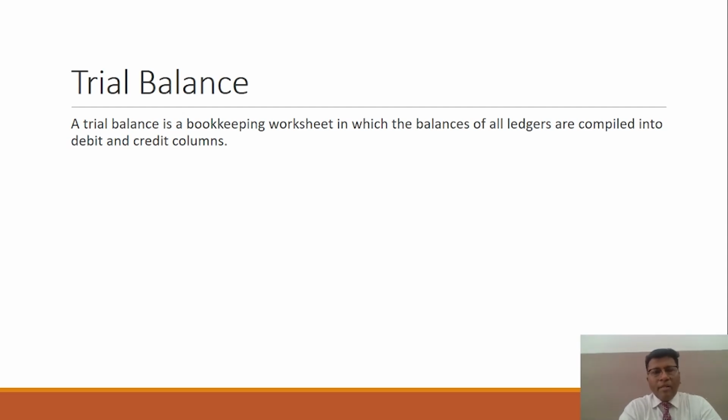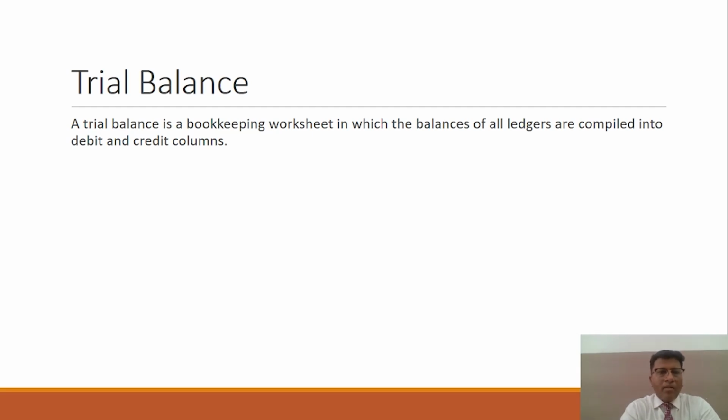So it is a very, very important statement, because on the basis of the trial balance, students would be able to prepare the financial statements at the end of the financial period, right? So I think you have the sense of the trial balance. It is the statement which is prepared at a particular time period, maybe monthly, maybe quarterly or annually.